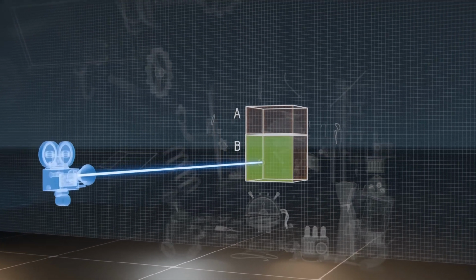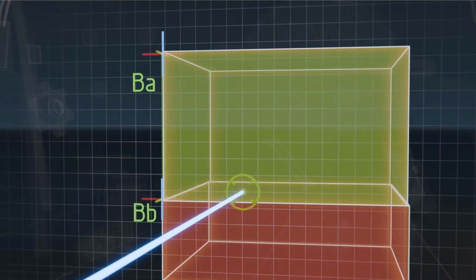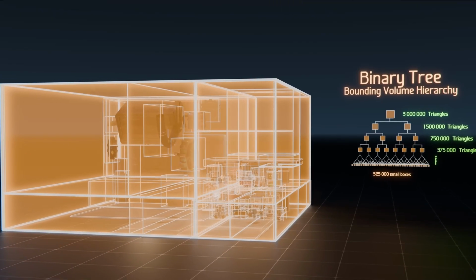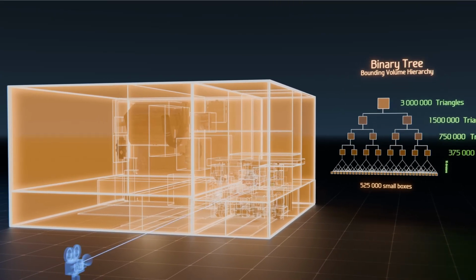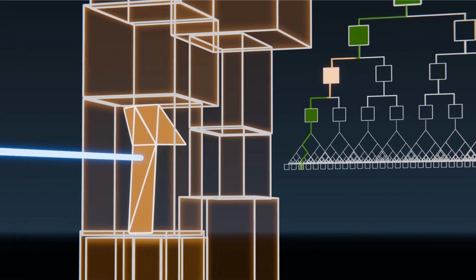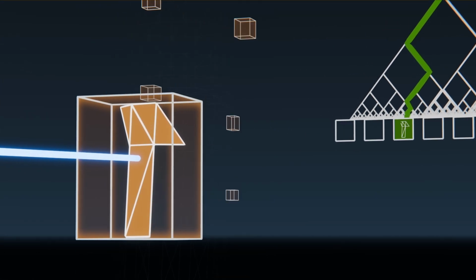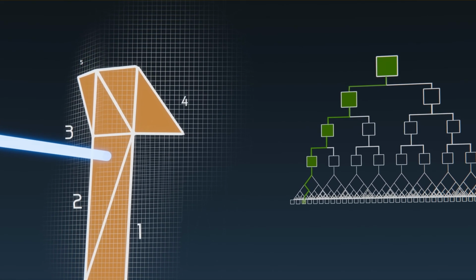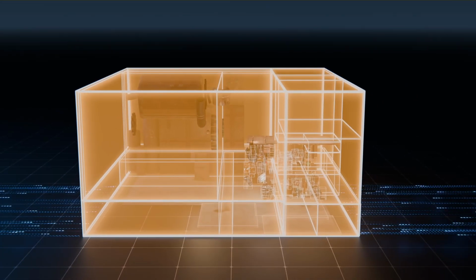And by doing that, the BVH takes this impossible search through millions of triangles and turns it into just a few simple steps. The ray just asks, which big box am I in? Okay, now which smaller box inside that one? And so on, until it's only got a handful of triangles left to check. It is unbelievably efficient.